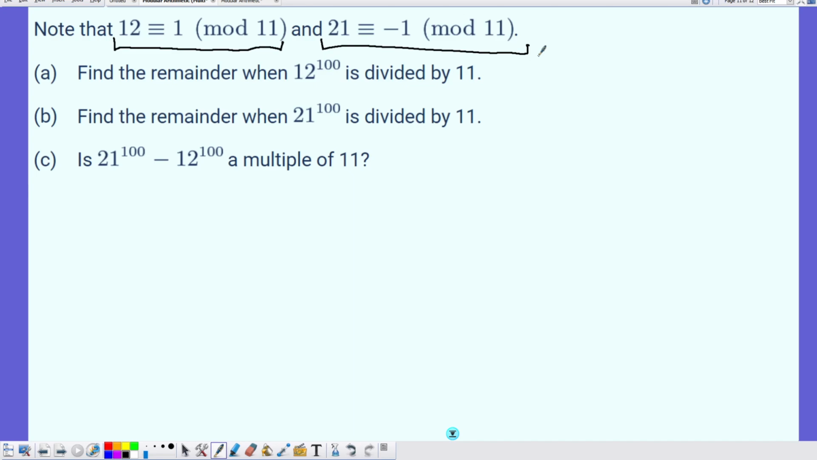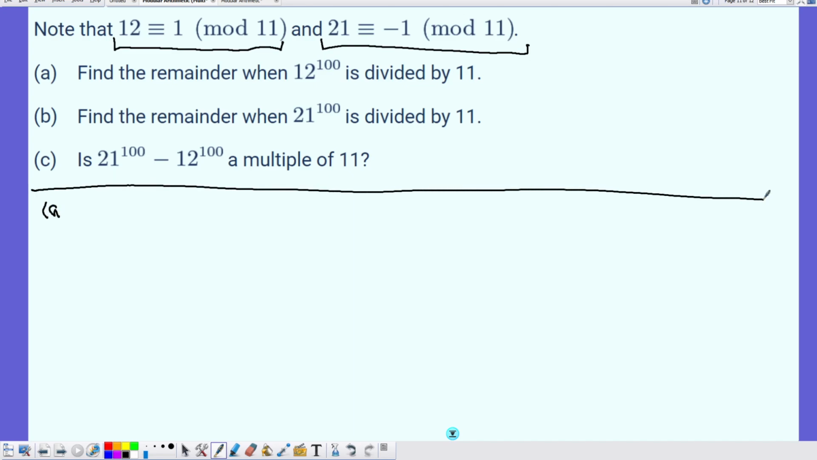Part A asks us to find a remainder when 12 to the 100 is divided by 11, and part B asks us to find a remainder when 21 to the 100th power is divided by 11. So, let's get started. Part A. And let's also establish what we know.